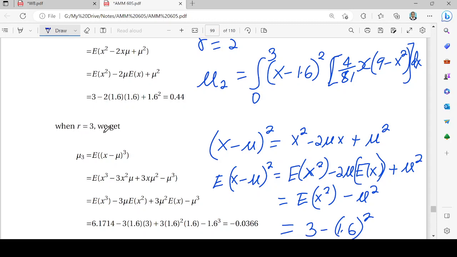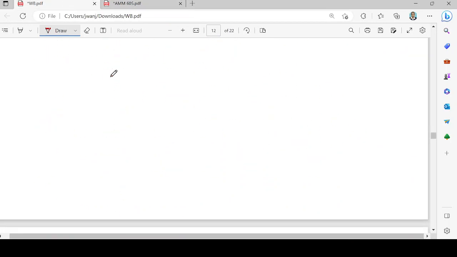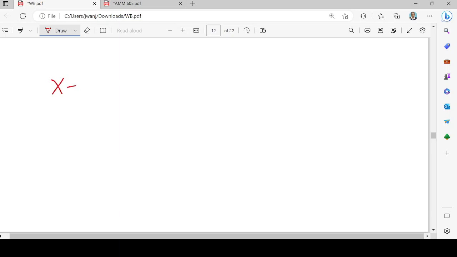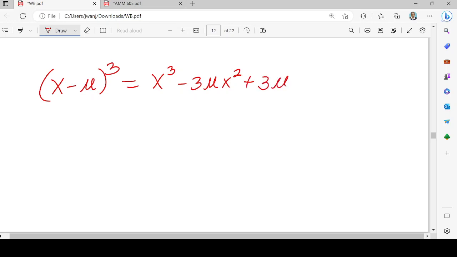When r is equal to 3, we can work it out the same way. We can expand this. One way is to integrate directly, but integrating directly may take more time than expanding. Of course, we can expand this using the binomial theorem. When we write (x minus mu) raised to the power of 3, this will be x raised to the power of 3 minus 3 mu x squared plus 3 mu squared x minus mu raised to the power of 3.